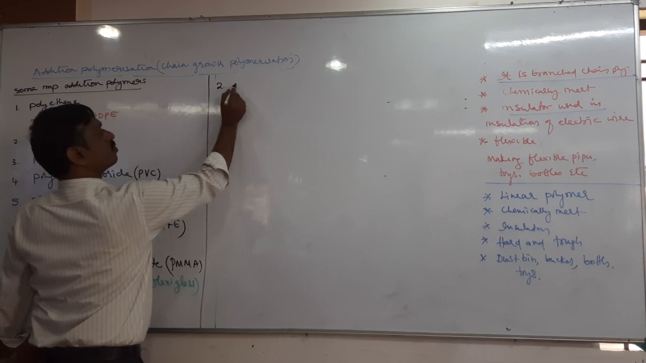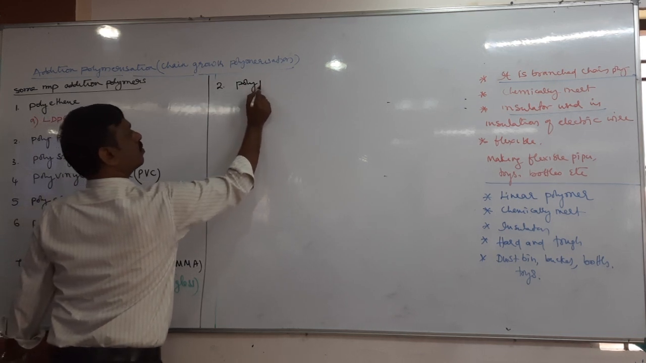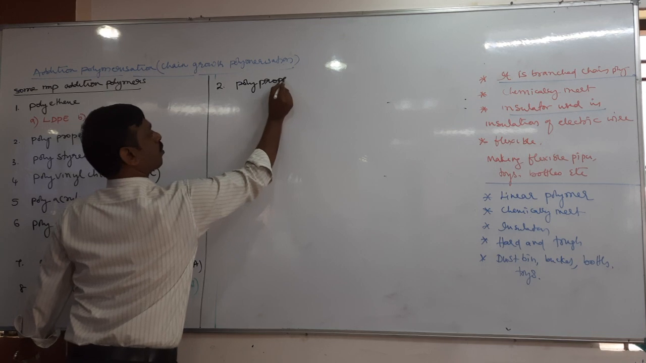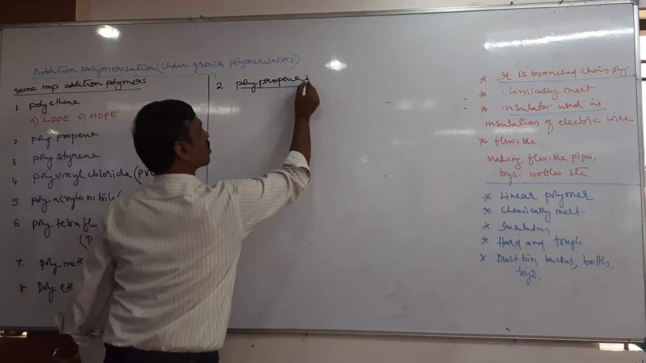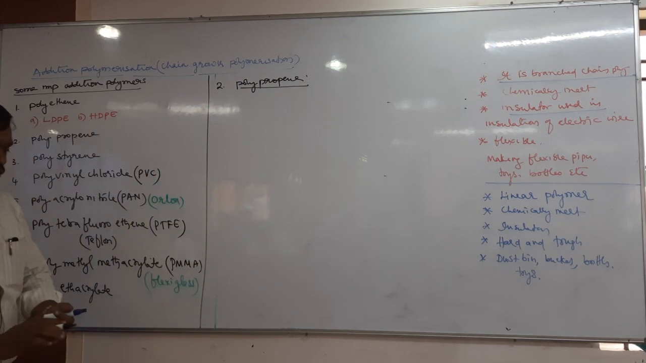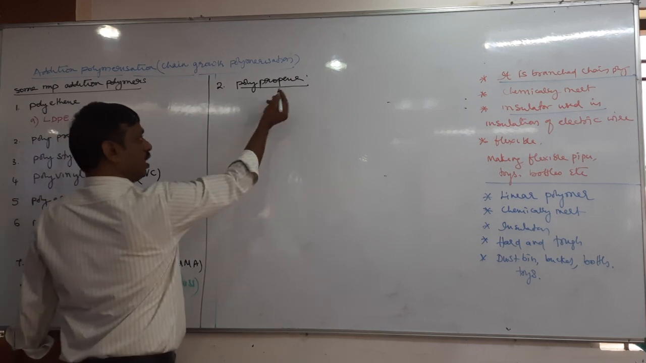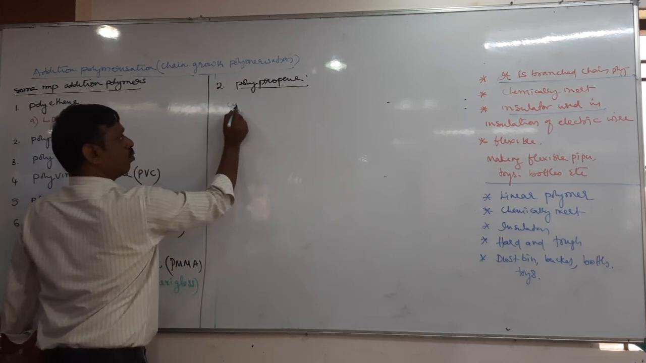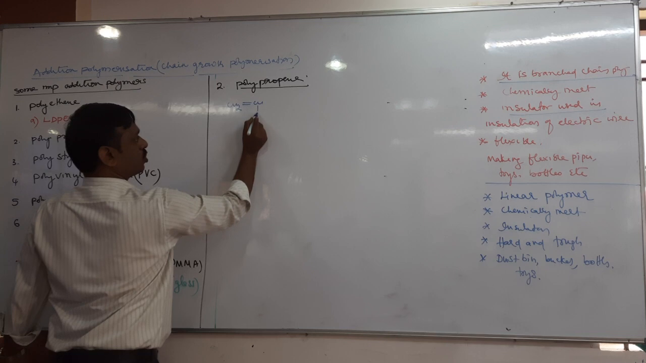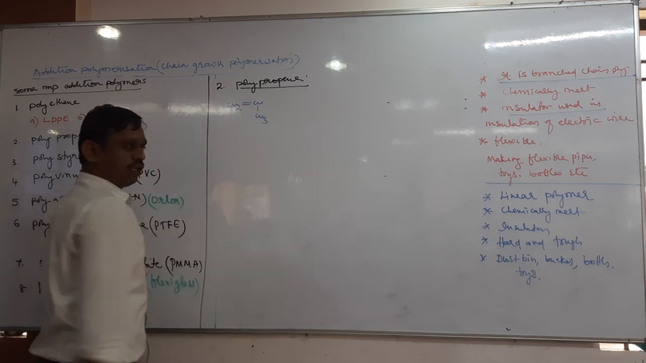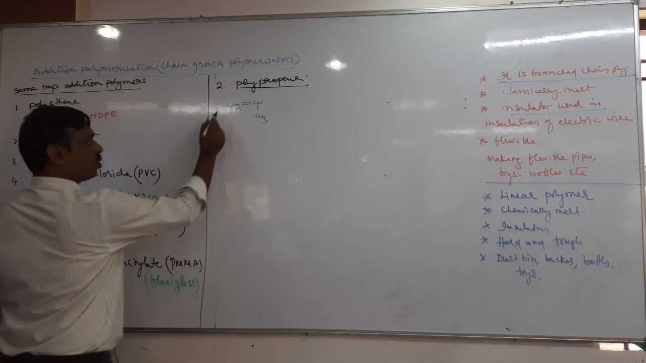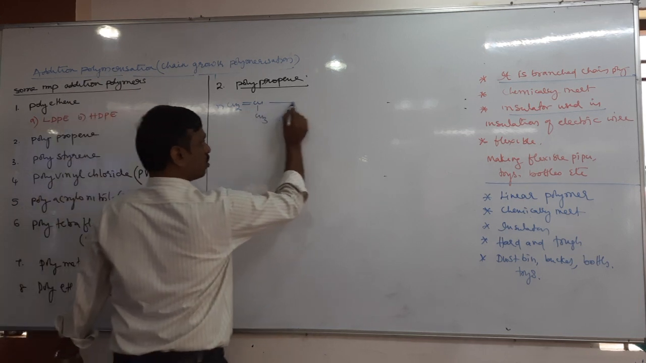Second one, polypropylene. Tell me, so what is polypropylene? It is obtained from the propene. Propene is CH2 double bond CH, here is CH3. So propene undergoes addition polymerization.